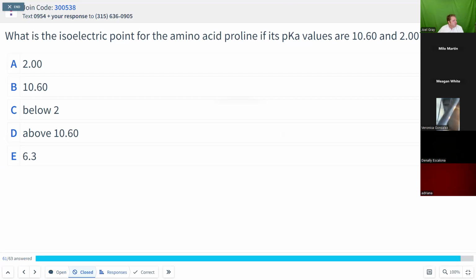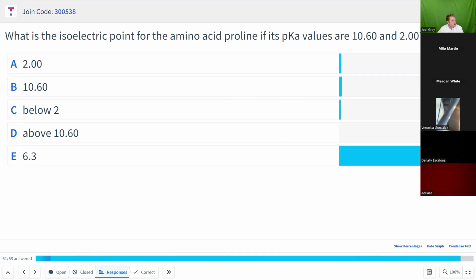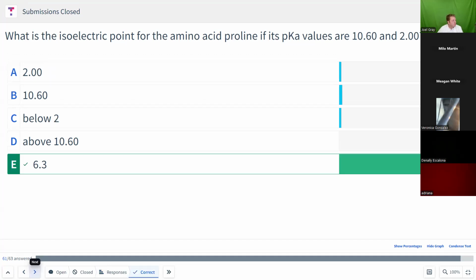All right. Let's check the responses. Okay. So the isoelectric point would not be either of the pKa's. Instead, it's just those two pKa values added up divided by 2. The 2 and 10.6 are just the values that are provided. It wouldn't be below because then you're talking about a molecule that has +1 charge.